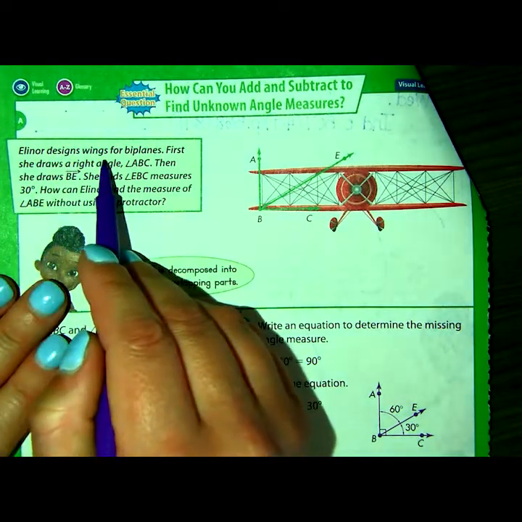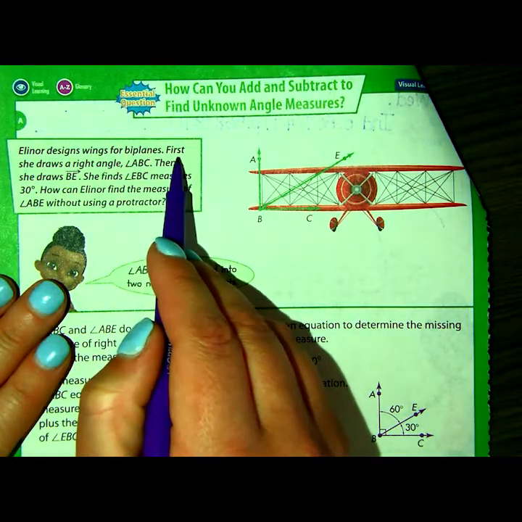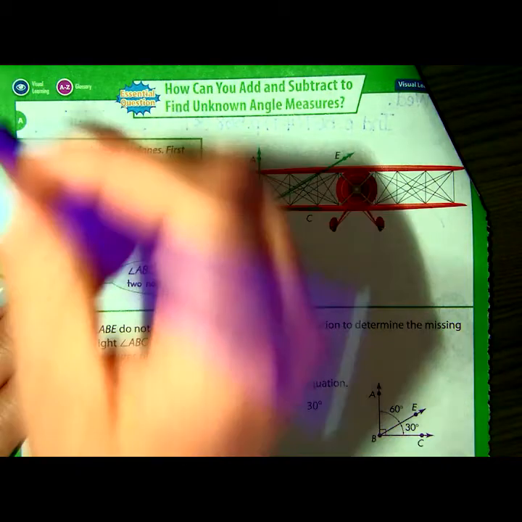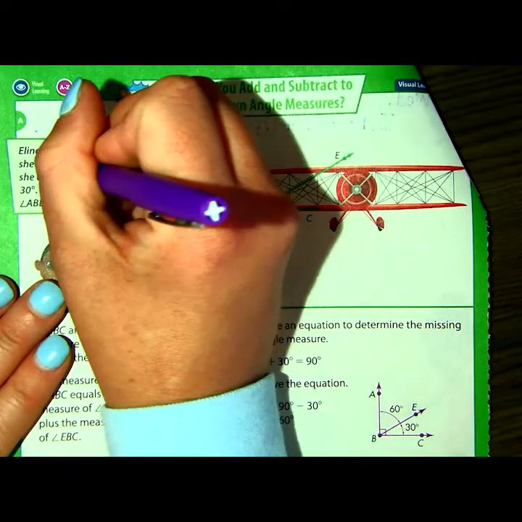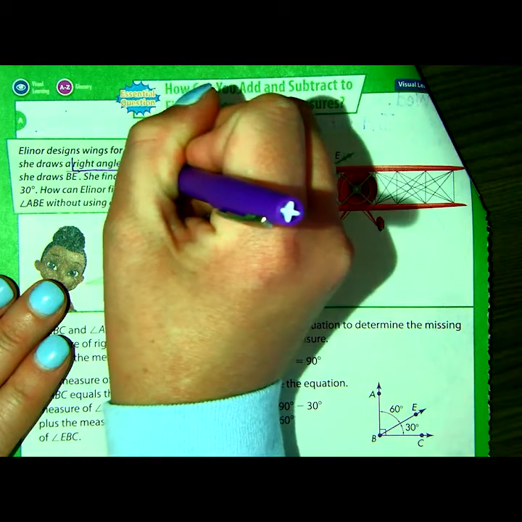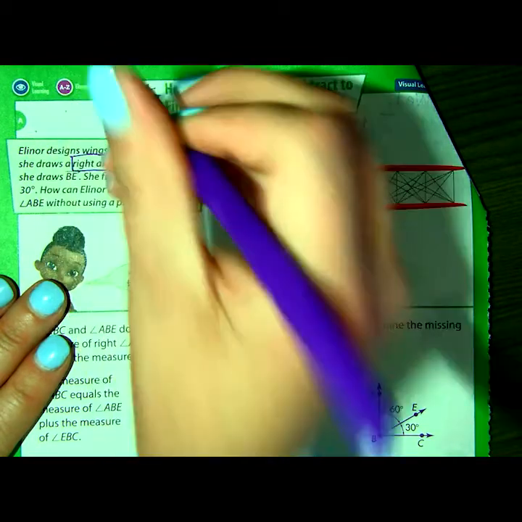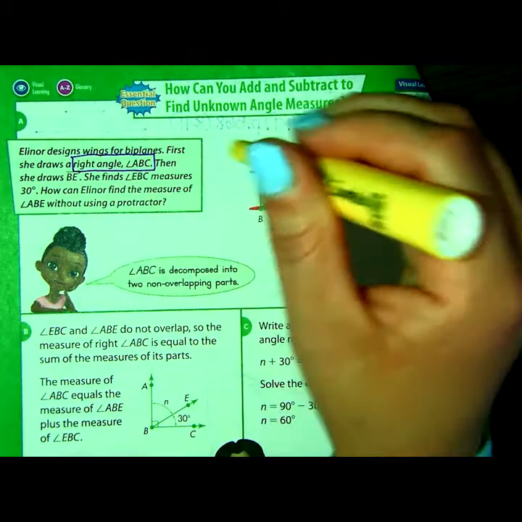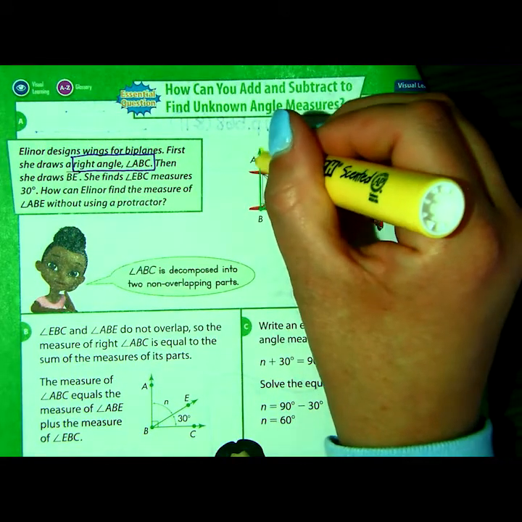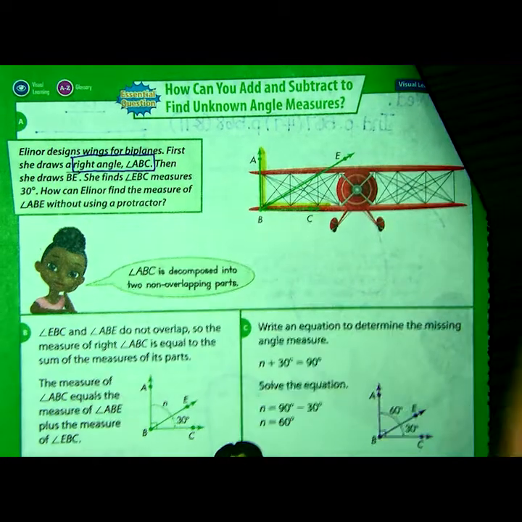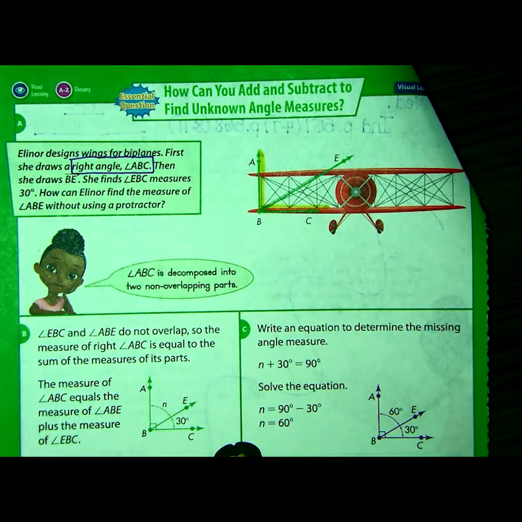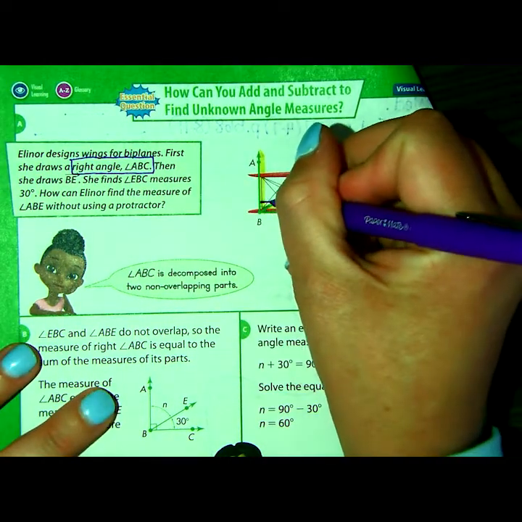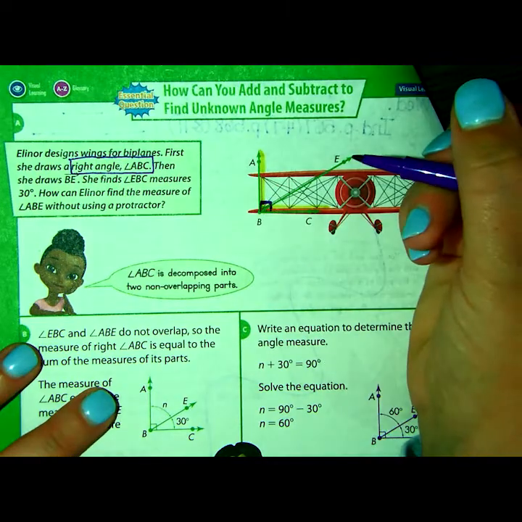Eleanor designs wings for biplanes. First, she draws a right angle, angle ABC. So I'm going to put a box around this because that's really important information. I can see the angle right here in this drawing. Angle A, B, C. And Eleanor just told me that it is a right angle. So I could even put that little square right there in the corner if I wanted to.